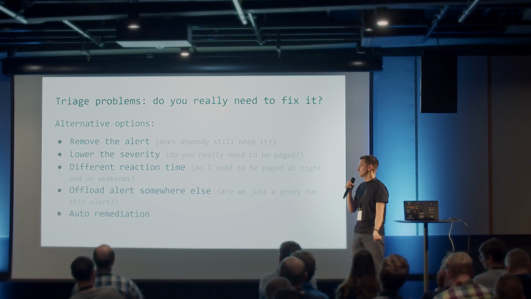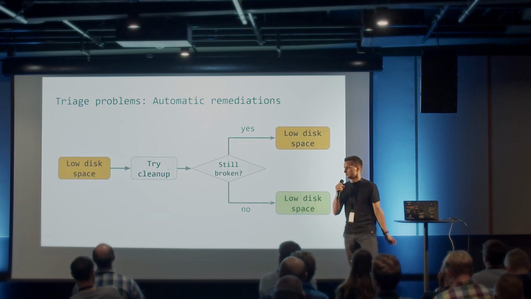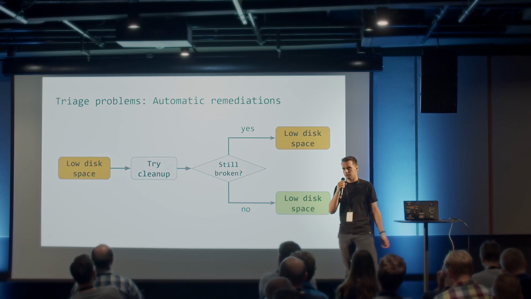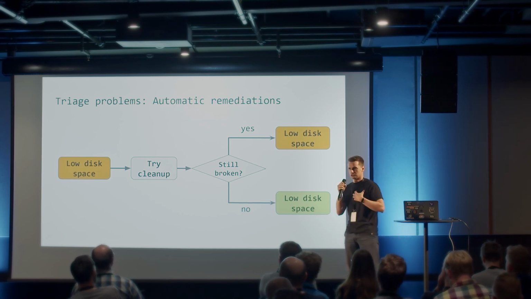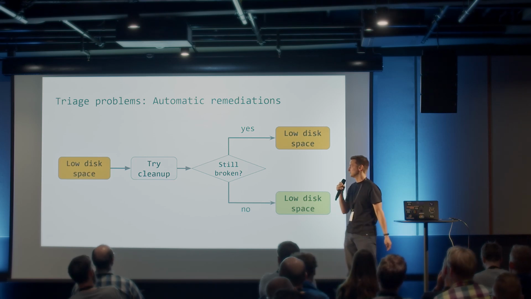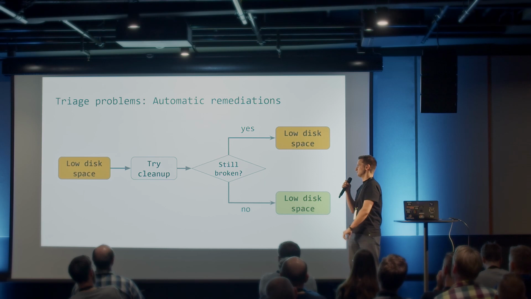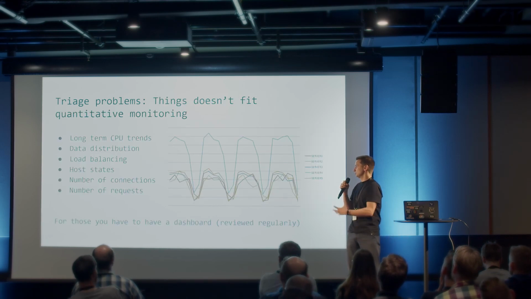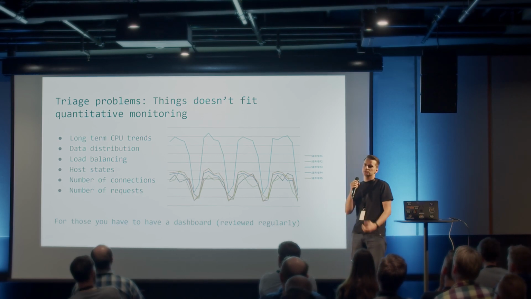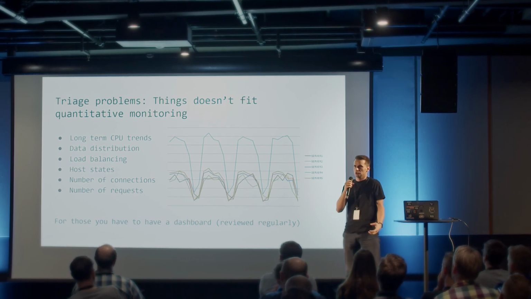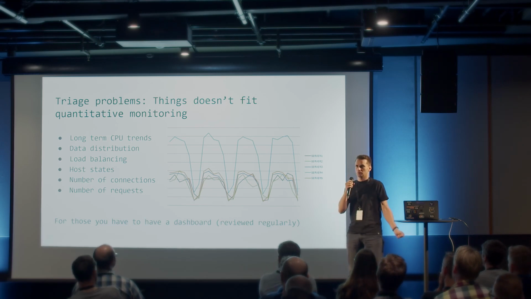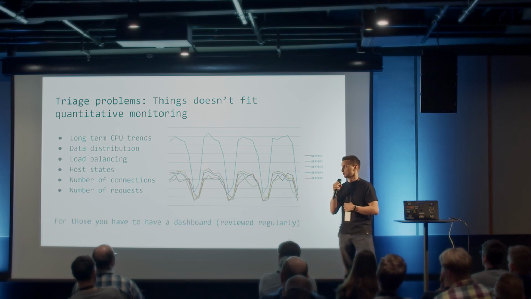For some alerts, you may want to create automatic remediations. If you run the same script over and over again, you might just want to run the script automatically and let the robots run it for you instead. Another thing to consider is that some alerts don't quite fit traditional monitoring, for example load balancing and traffic distribution. Only a human can tell if something is wrong on a graph like this. There are some machine learning models for that out there, but I have never seen a correctly working one.